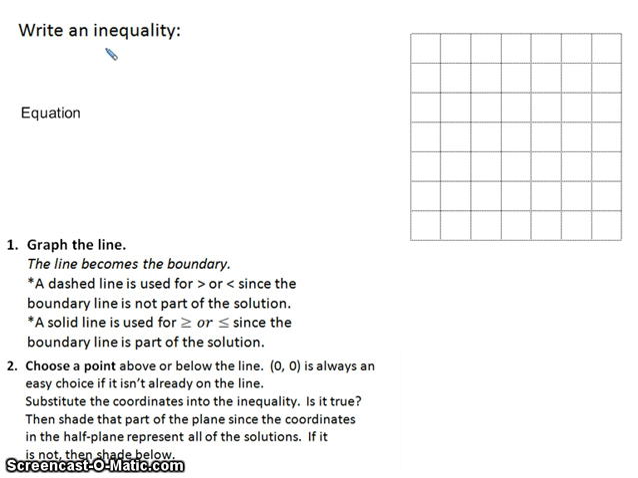So we have our inequality, 4x plus 2y is less than or equal to 12. And we want to graph this. So when you're graphing inequalities, the first thing you have to graph is the boundary line. And the boundary line is going to separate the solutions from the non-solutions. And sometimes the boundary line is included in the solution set. So the equation we're going to graph is 4x plus 2y is equal to 12.